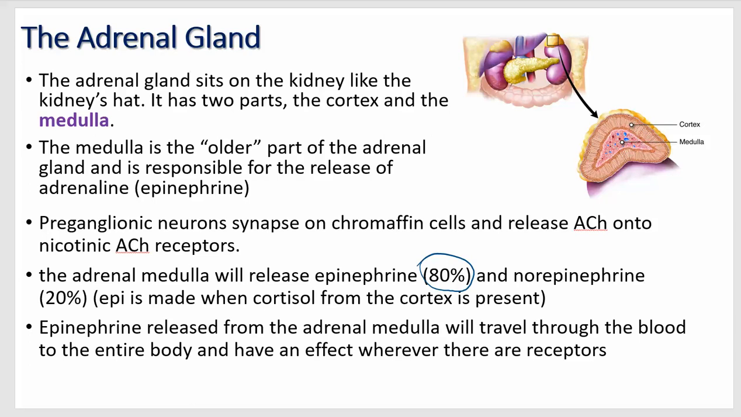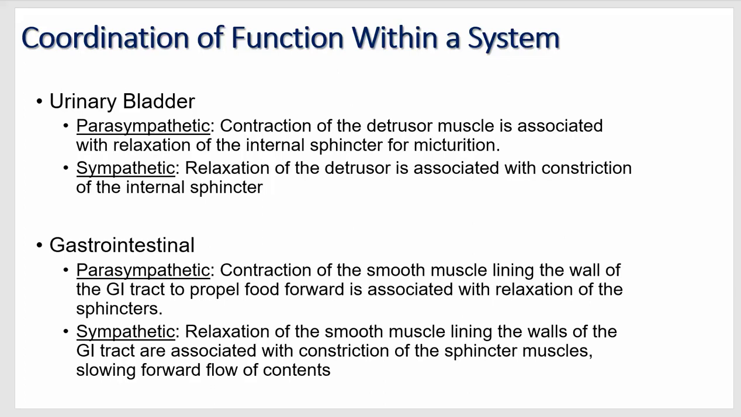Epinephrine released from the adrenal medulla will travel through the blood to the entire body and have an effect wherever there are receptors. Earlier we saw activation on the heart. If epinephrine is released onto cardiac tissue, it will cause an increase in contractile force, so the heart beats harder. But it's in the blood, so it's going to go everywhere, and we feel it everywhere.